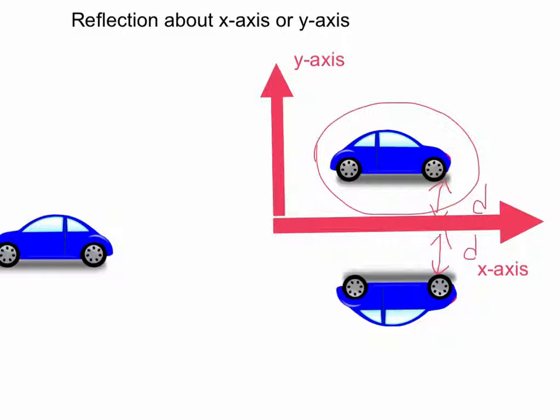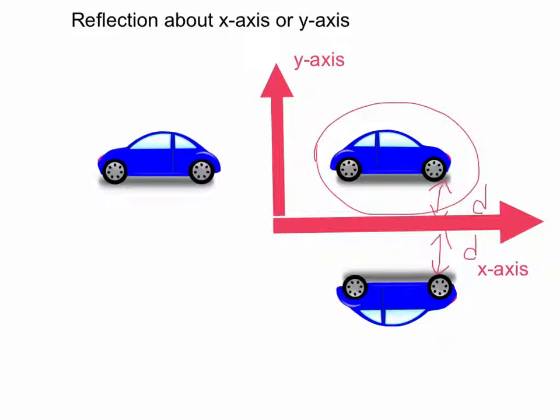And now consider the car is reflected about y-axis. So the image will look like this, which is laterally inverted. And also, both the image and the object will have the equal distance about y-axis. That means these two numbers should be the same.